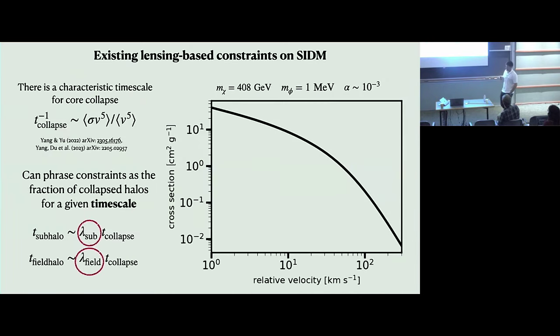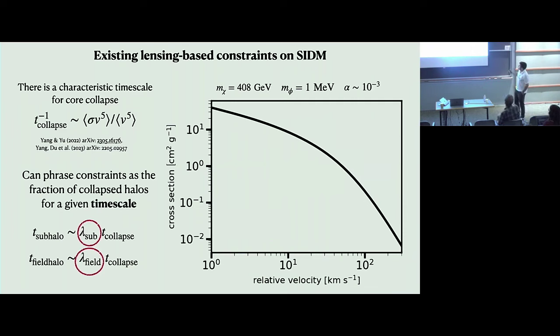I'm not going to go too much into how we actually model this and implement it in some kind of analysis. I'll just say that you can understand core collapse as something that occurs over a characteristic time scale, and if you identify what this time scale is, you can predict how many core collapsed objects might exist in front of your lens, and then you can phrase the constraints as constraints on the core collapse timescales here.